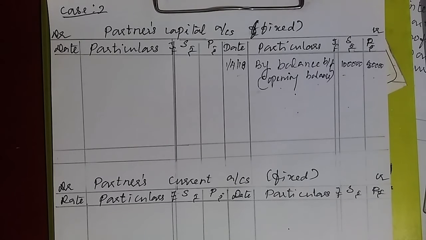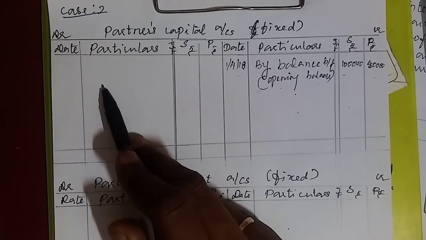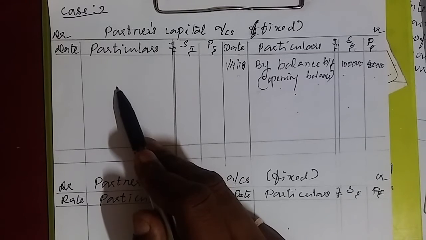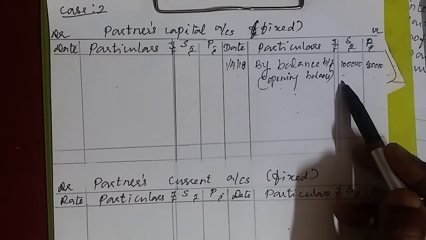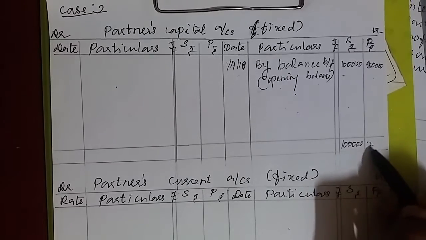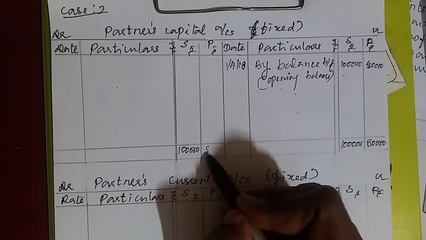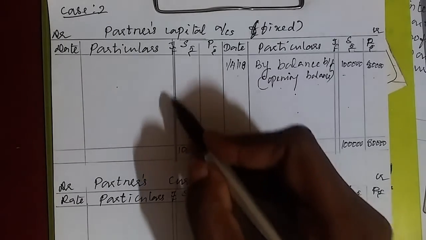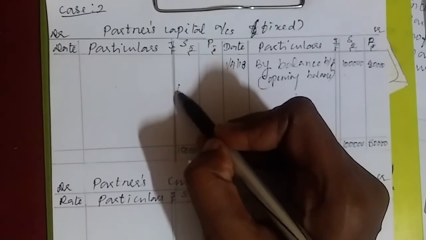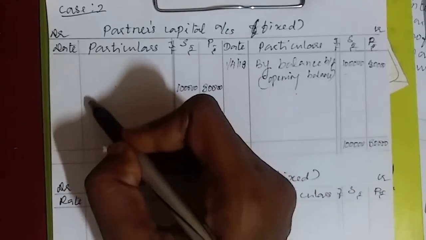The drawings given in the question are considered against profit, so I don't write drawings here. Only permanent withdrawal of capital should be written here. That drawing is against profit, so I am not writing it. So there is only one value in partners capital account. We total 1 lakh and 80,000, and write the same total on the debit side. Nothing is there to deduct, so the same amount we show here as balance.